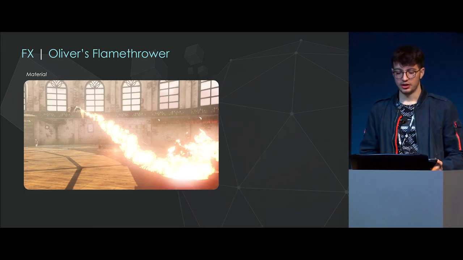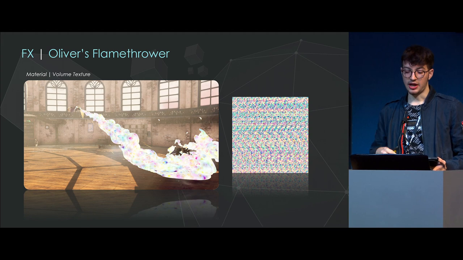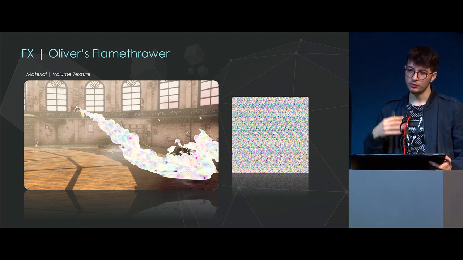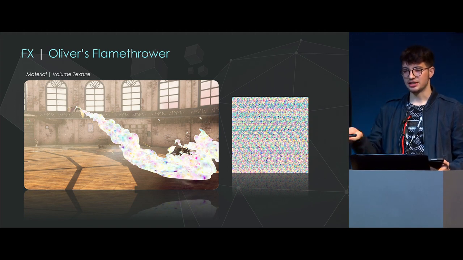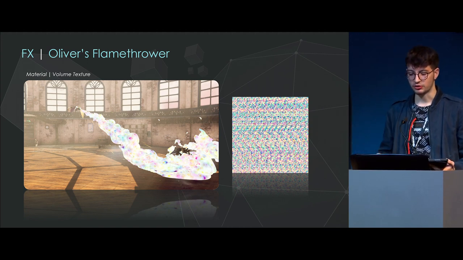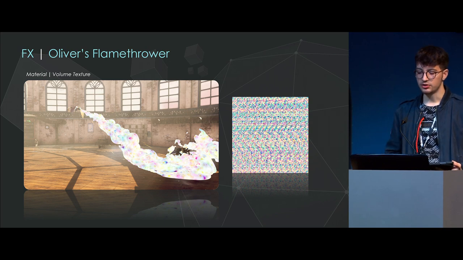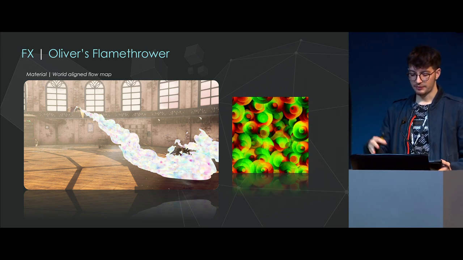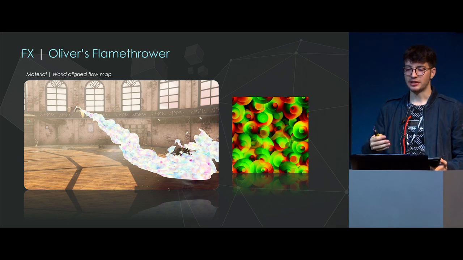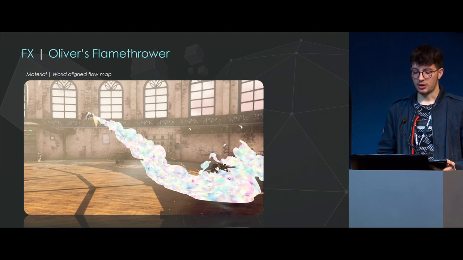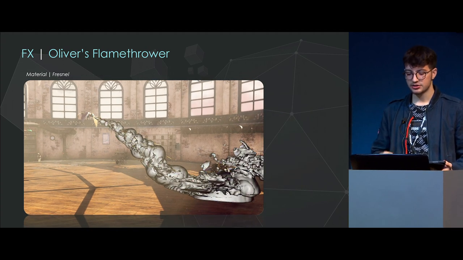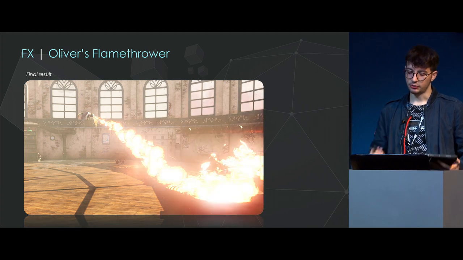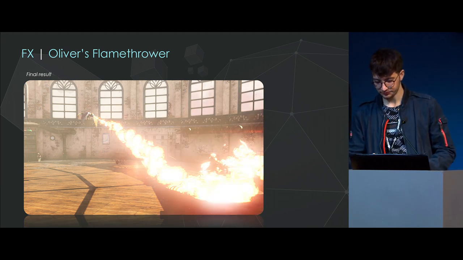So first, we applied a volumetric Voronoi texture that we created using the same slicing method we used for our clouds to introduce some noise. Then we applied this flow map. We applied it triplanarly so we can simulate the swirling-like effect of the fire. And then we applied some Fresnel effects, we added color, and we have our final result.